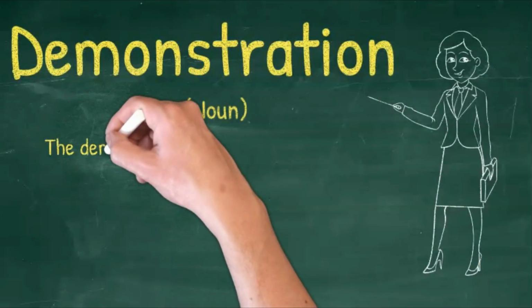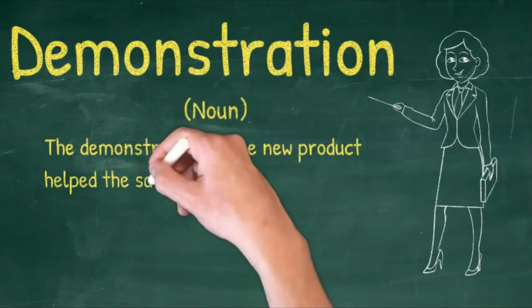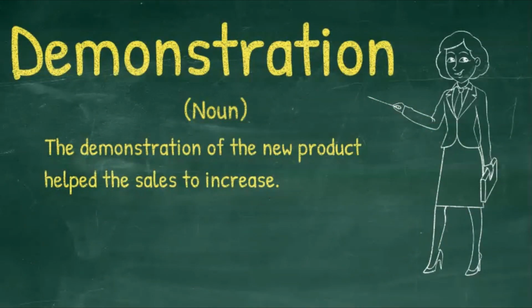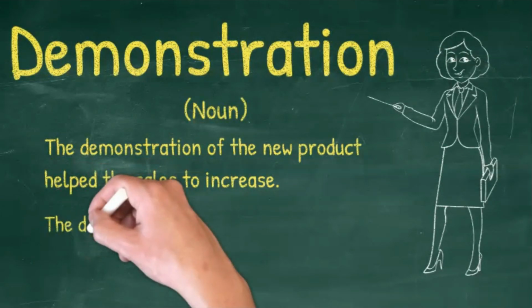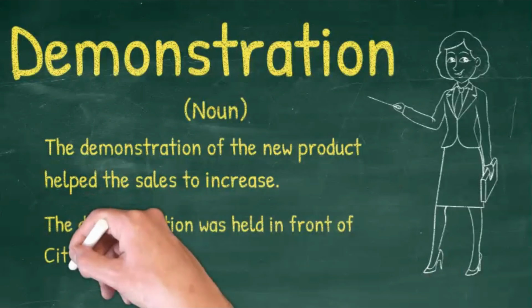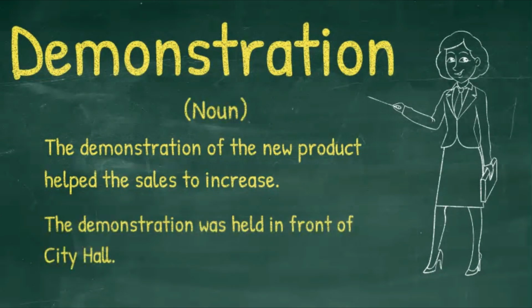Demonstration is the noun form. The demonstration of the new product helped the sales to increase. This means that being able to show how the new product worked helped to increase the sales. The demonstration was held in front of City Hall. This is how we would use the word to mean that people were demonstrating against a certain cause or a problem.